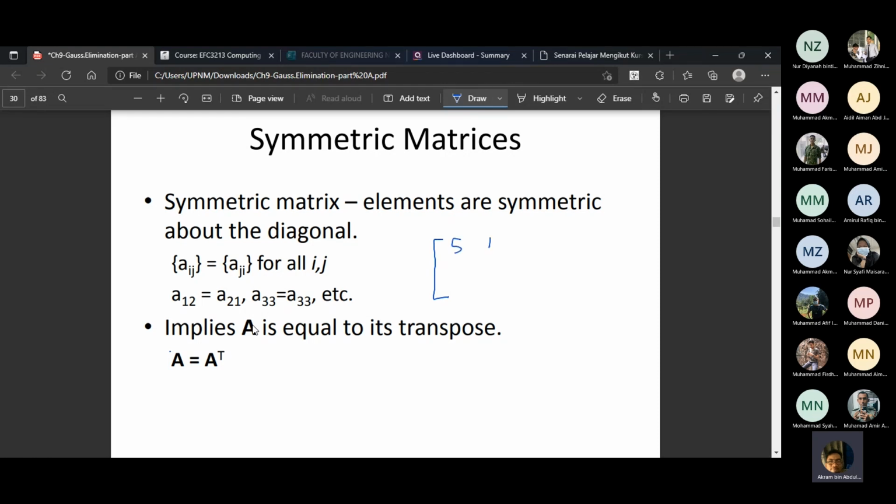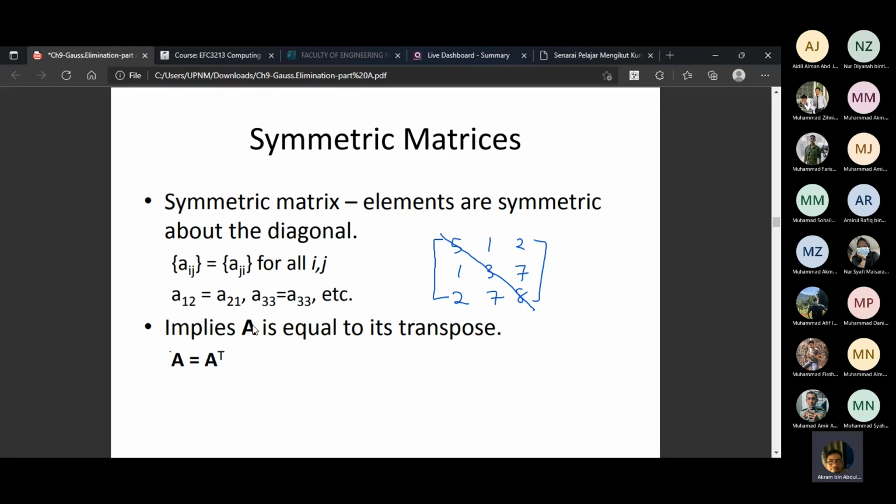5, 1, 2, 1, 3, 7, 2, 7. So inilah contoh symmetric matrix yang mana Aij, Aji ni sama lah. Diagonal ni akan satu value, yang ini akan simetri gini, seolah-olah kamu ada satu line cermin, and then elemen-elemen yang lain adalah cerminan bagi elemen tersebut.